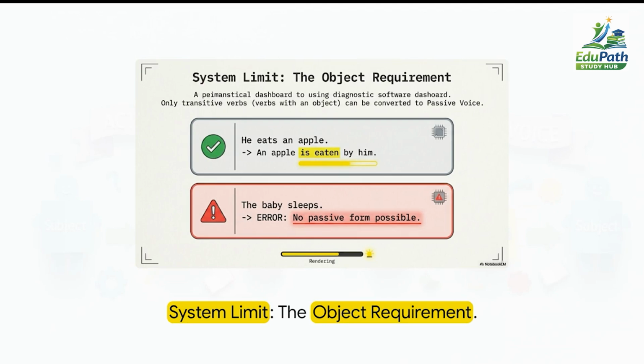Just a quick warning here for all you directors out there. Every operating system has system limits, and our grammar software is absolutely no different. First up is the object requirement limit. You literally cannot render a passive sentence without a direct object. Look at the phrase, "the baby sleeps." There's no object receiving the action of sleeping, so if you try to shift the focus, you're going to get an error code on the dashboard. No passive form is possible because there's nothing to move into the spotlight.